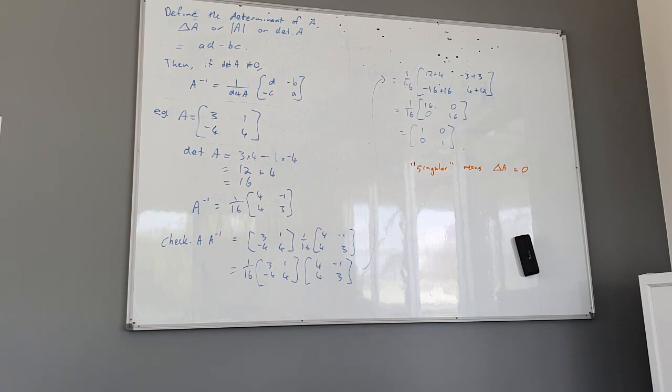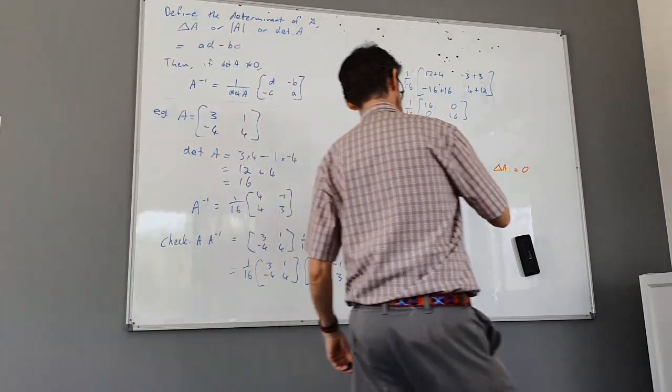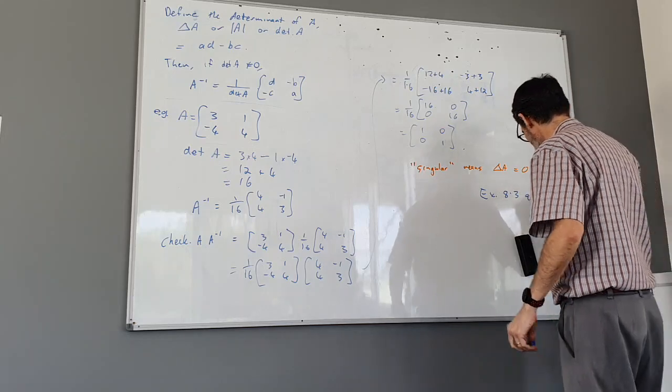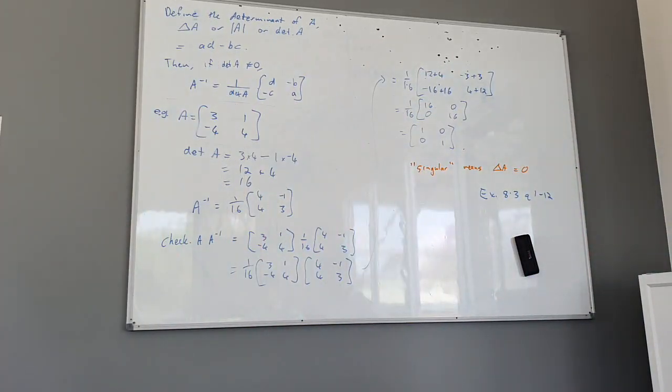You can try exercise 8.3. You'll need your calculator for the 3 by 3s. And you can go up to question 12. But the first couple are really boring. You don't have to do question 1 if you don't want to.